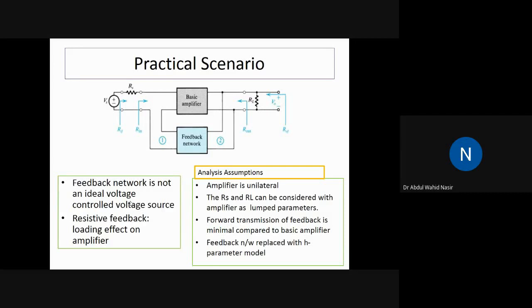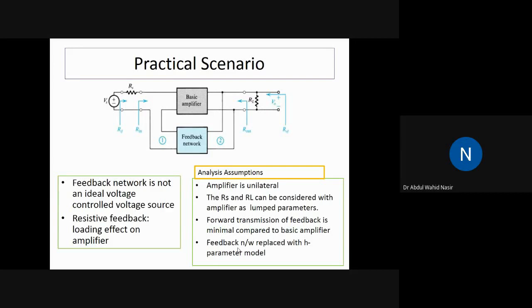For carrying out this analysis, some assumptions are made, which have been pointed out here. The amplifier is unilateral, and RS and RL can be considered as lumped parameters along with the amplifier. Then the forward transmission of the feedback is minimal compared to the basic amplifier. Then the feedback network will be replaced with H parameter models.